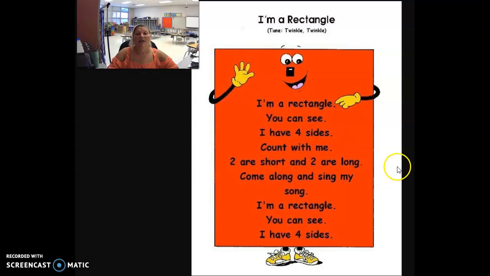I'm a rectangle you can see. I have 4 sides, count with me. 2 are short and 2 are long. Come along and sing my song. I am a rectangle you can see. I have 4 sides, count with me.